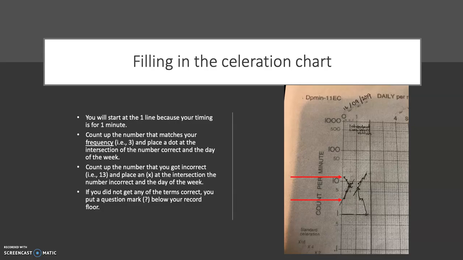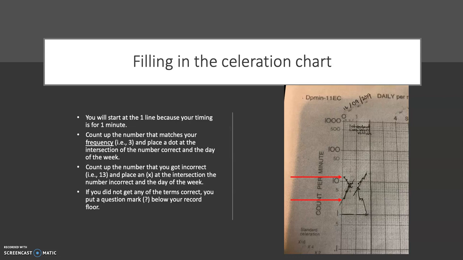Next, we're going to plot our frequency data for the day. Again, as a reminder, remember that you are entering the number from the frequency column, not the number from the correct responses column. This is important because we're not going to be looking at the number that you get correct or incorrect, but the frequency or rate by which you are acquiring these terms.